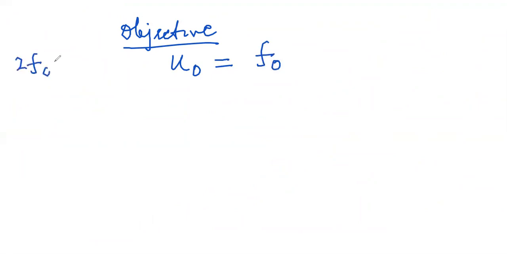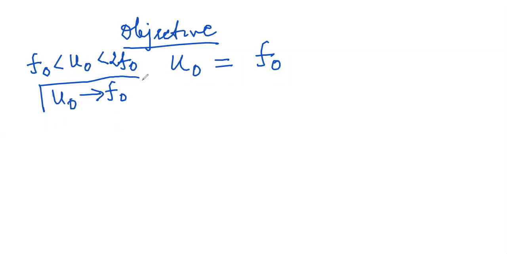So I can write over here, FO is less than UO, UO is less than twice FO, but UO actually tends to FO. So this is very, very important. This is a very important supposition, because UO is placed between FO and twice FO, but UO is placed very close to FO. According to sign convention, I can therefore take UO equal to minus of FO, isn't it?